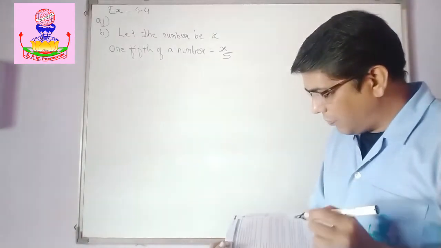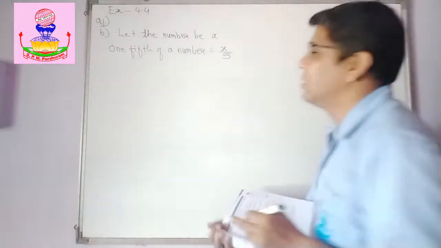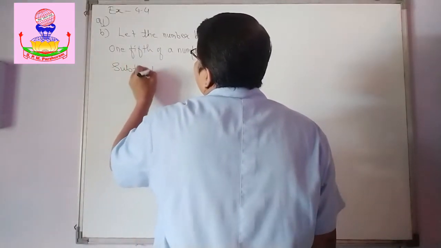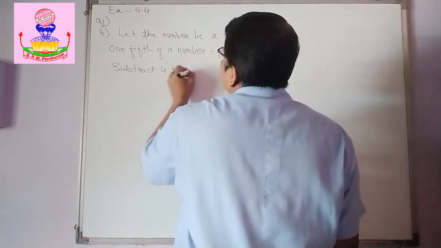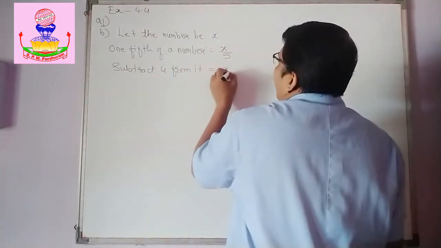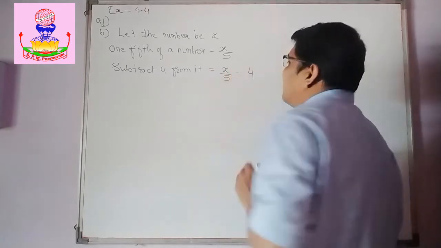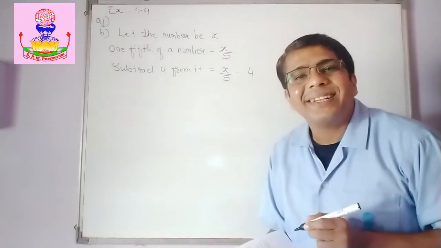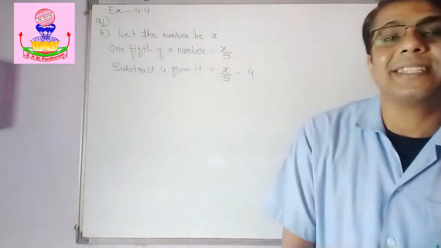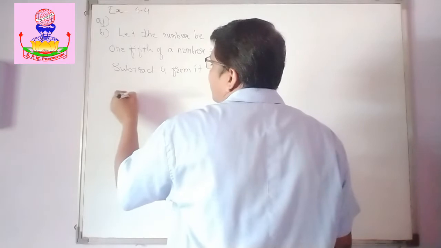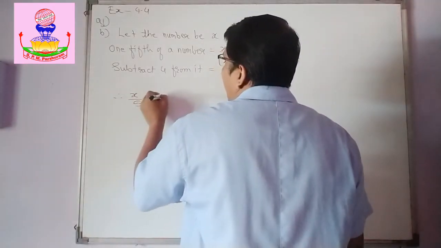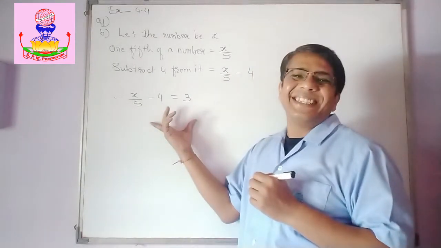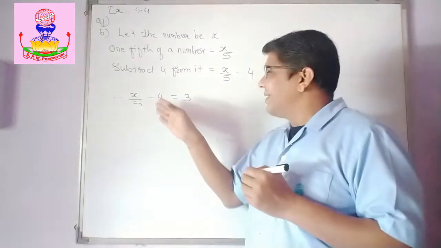Then what did it say? One-fifth of a number minus 4. Subtract 4 from it. x upon 5 minus 4. Okay. What does it give? It gives you 3. So the answer expected is 3. So therefore, x upon 5 minus 4 is equal to 3. Equation formed. And now I can do it.